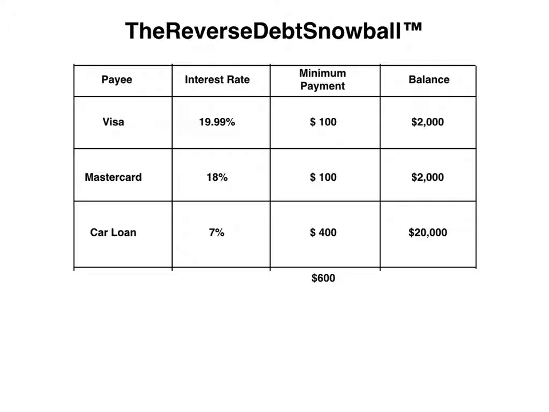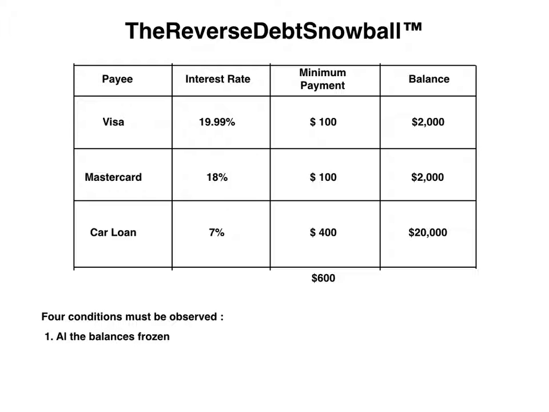For the reverse debt snowball to work, four conditions must be observed. Otherwise, it will not work. First, all the balances must be frozen, meaning you cannot add another dollar of debt to them, especially for the revolving accounts such as credit cards and lines of credit, where any paid down balance becomes available for use again.